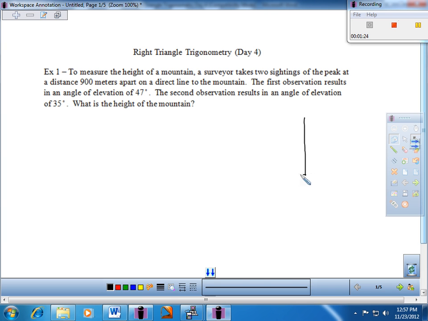It looks like a surveyor is going to be on level ground, kind of like this, and is going to take two sightings. The first is going to result in an angle of elevation of 47 degrees. So everyone, find a spot somewhere in here, and let's get that angle of elevation taken care of, which would be 47 degrees. Something like that. Based on the way I'm reading this problem, it looks like the surveyor is going to go 900 meters back.